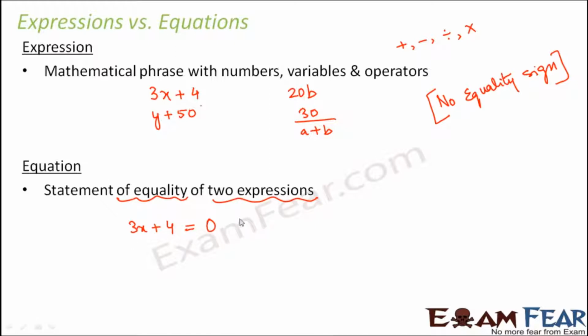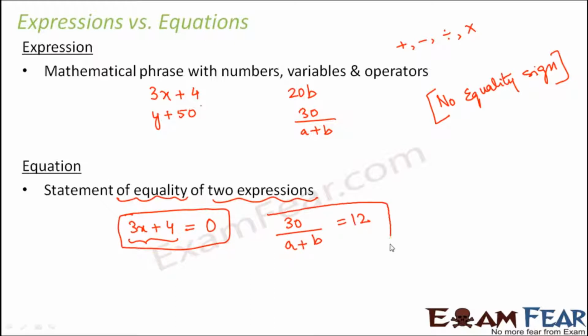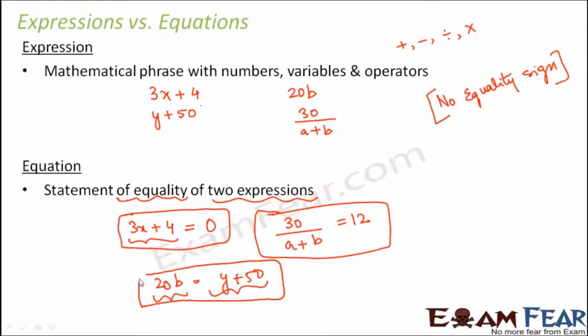So now 3x plus 4 is, this part is still an expression, but overall this entire thing is an equation. Similarly, 30 divided by a plus b is equal to 12. This thing overall is an equation. 20b is equal to y plus 50. So you see, in the previous example, we saw this is an expression, this is an expression. But when we equate the two of them with an equality sign, it becomes an equation.